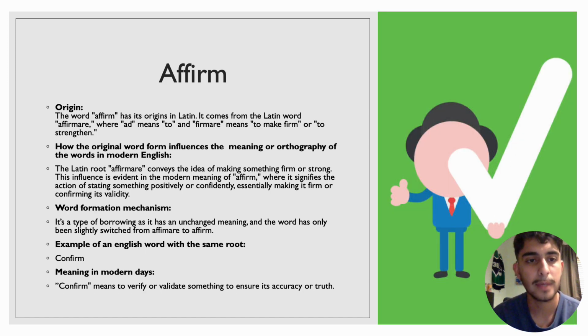Affirm. The word affirm has its origins in Latin. It comes from the Latin word affirmare, where ad means to, and firmare means to make firm or to strengthen. The Latin affirmare conveys the idea of making something firm or strong. The influence is evident in the modern meaning of affirm, where it signifies the action of stating something positively or confidently. So it's very similar to the past. The word formation mechanism is a type of borrowing, as it has an unchanged meaning, and the word has only been slightly changed from affirmare to affirm.